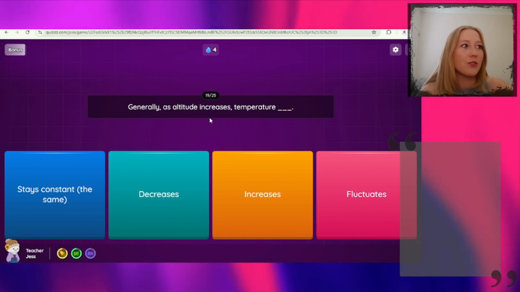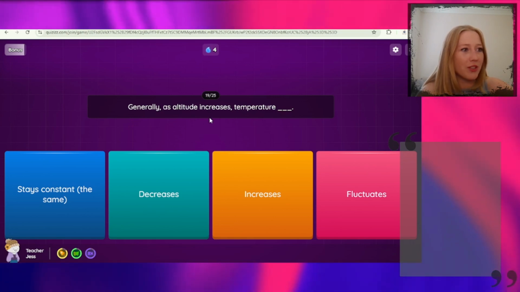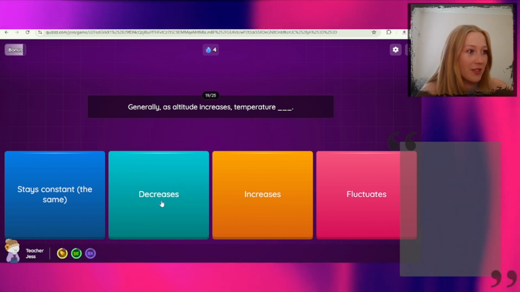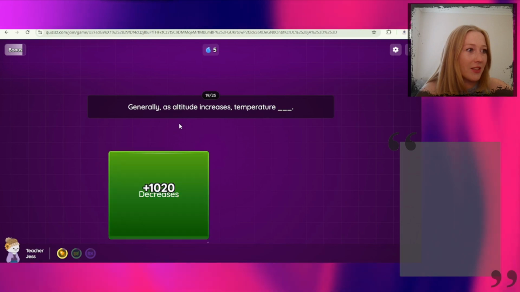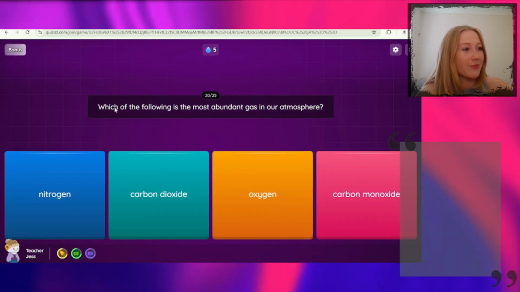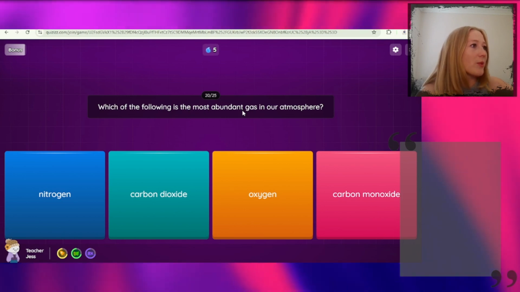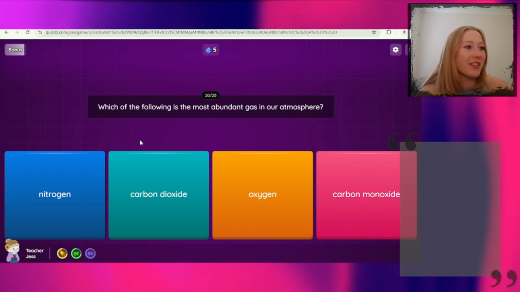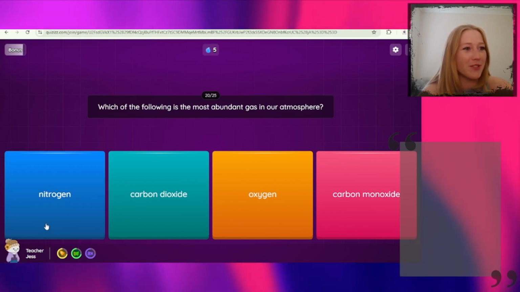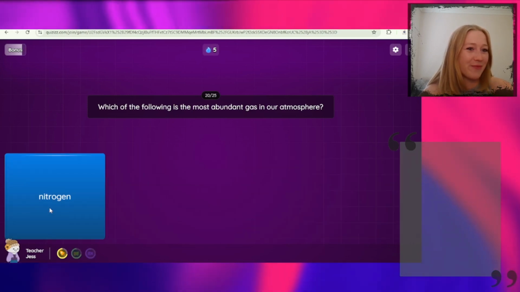Generally, as altitude increases, temperature decreases. Usually, temperature decreases. Obviously, in the other layers, it can increase. Which of the following is the most abundant gas in the atmosphere? Okay, surely we know this one. 78% of the atmosphere. Nitrogen.